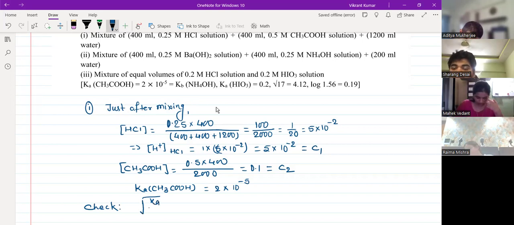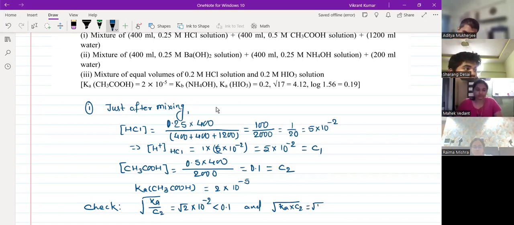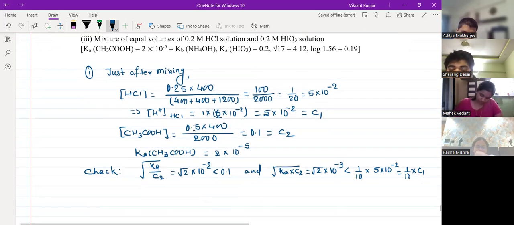Under root K upon C2 is coming root 2 into 10 raised to minus 2, which is less than 0.1, and under root Ka into C2, which is root 2 into 10 raised to minus 3, is still less than, even if equality comes it still works, 1/10 of C1. C1 is 5 into 10 raised to minus 2, so 5 into 10 raised to minus 3. So root 2 into 10 raised to minus 3 is less than 1/10 of C1. Okay.